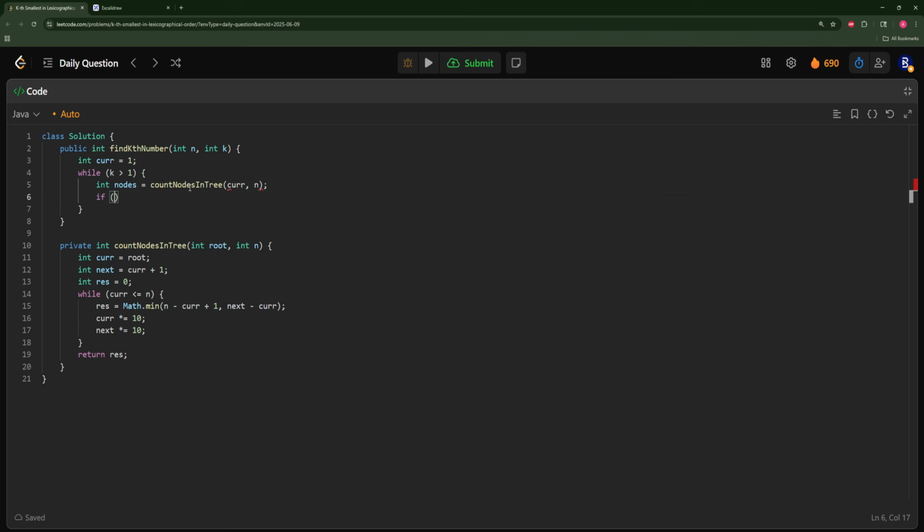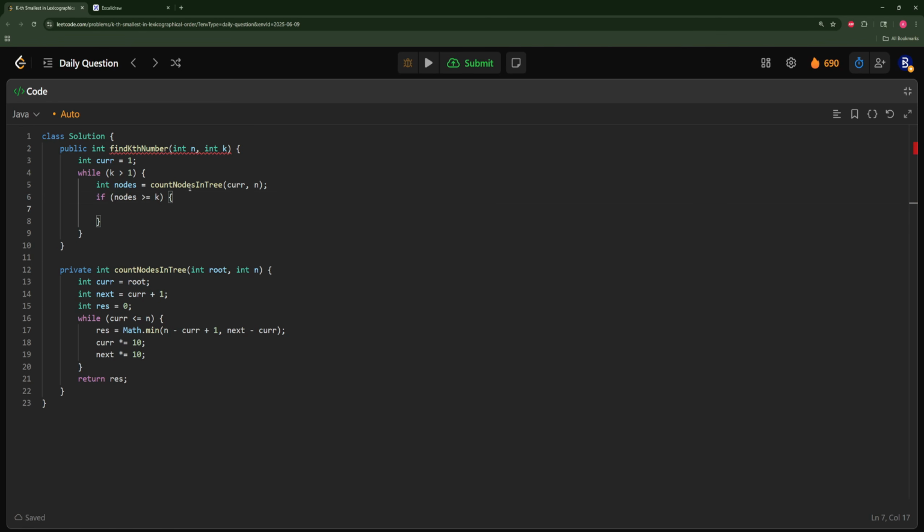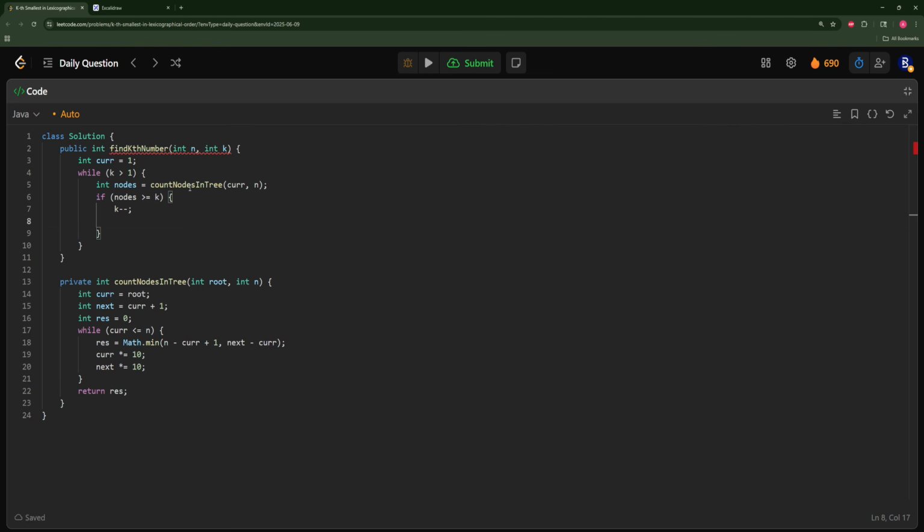And so if there are more nodes than k or equal, then we have to go down a level. So if nodes greater or equal to k, then we have to go down a level. So remember, to go down a level, we just subtract 1 from k, because all we're getting rid of is our current value, and that's it. And then to go down, we just multiply it by 10.